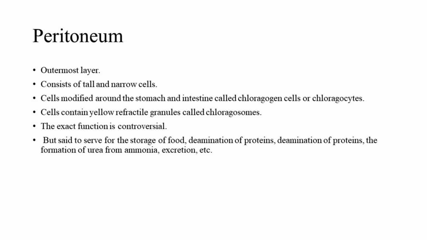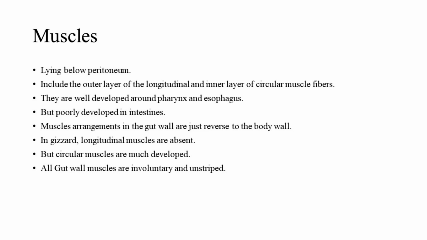The exact function is controversial, but said to serve for the storage of food, deamination of proteins, the formation of urea from ammonia, excretion, etc. Muscles lie below the peritoneum. They include an outer layer of longitudinal and an inner layer of circular muscle fibers. They are well developed around the pharynx and esophagus, but poorly developed in the intestine.